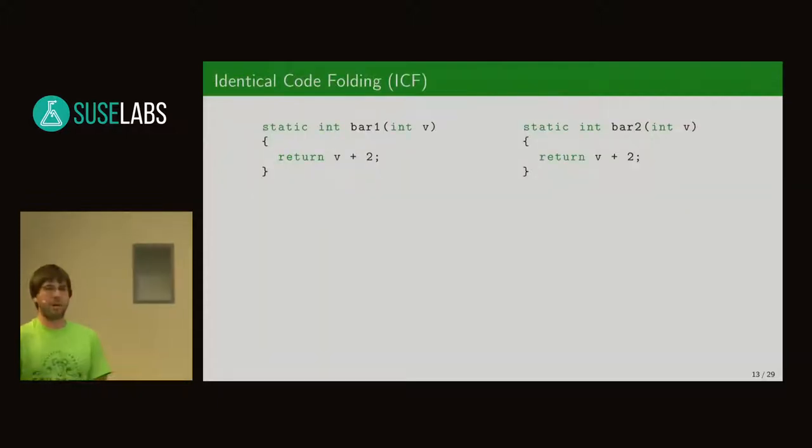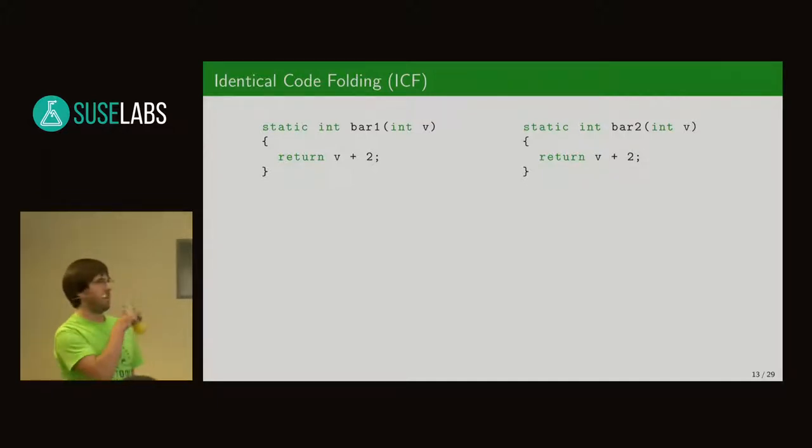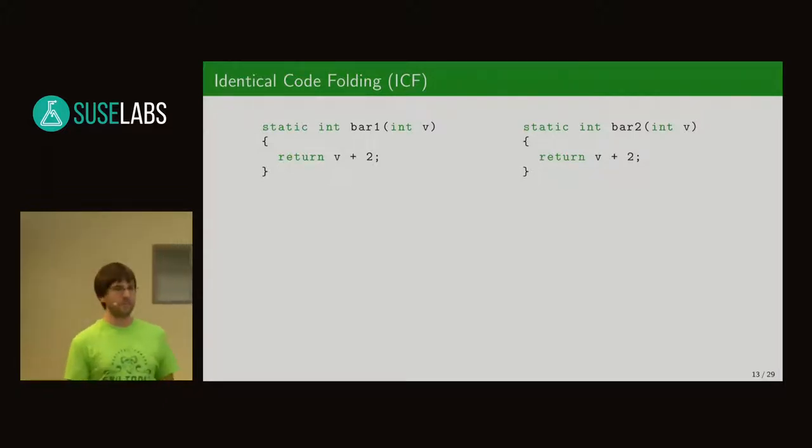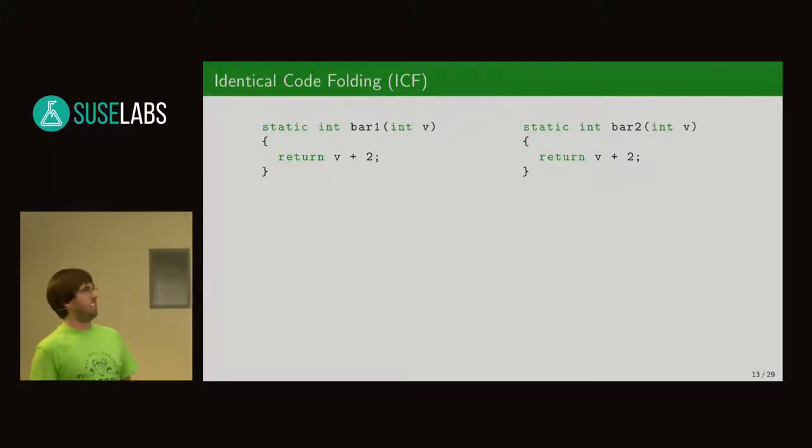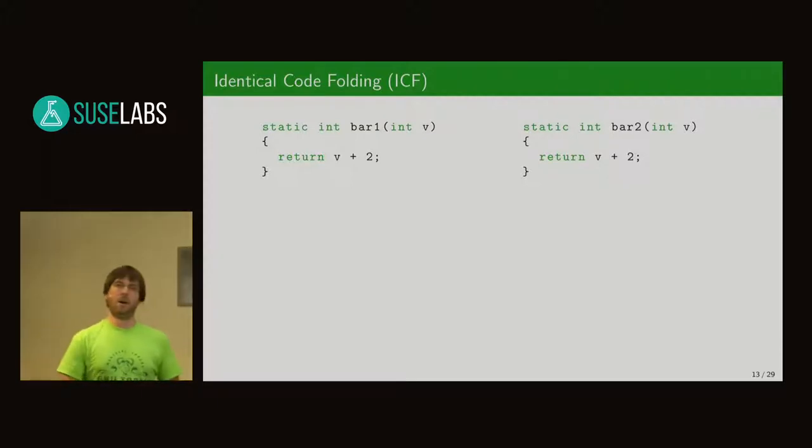Identical code folding is a pass, one of the more magical ones, that Martin Liska wrote from our department. What it does is look for functions that are exactly the same. It works with LTO, so they can come from different compilation units, and merges them. If it sees functions bar1 and bar2 that do exactly the same thing, it can say, okay, this code doesn't have to be duplicated. I can make one an alias of the other, a symbol alias, and just have the function there just once.